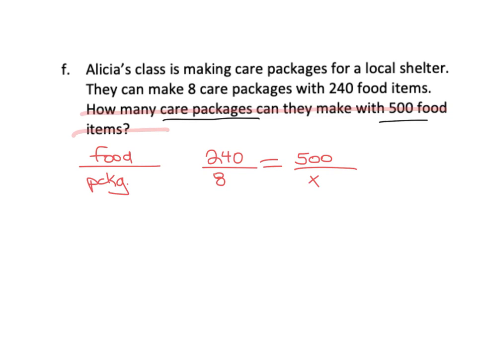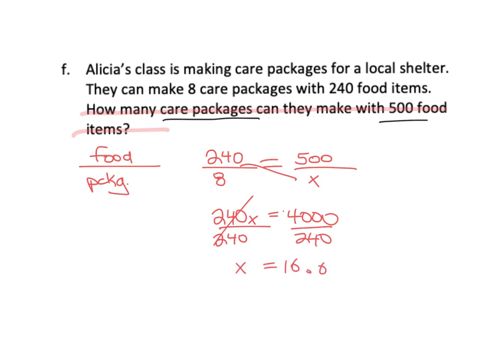Okay, so now we're going to cross multiply. So 240 times X is 240X. And then on the right side, I've got 500 times 8. And if you multiply that out, you would get 4,000. And our last step is to divide each side by 240. 240 divided by itself cancels out. And we would get an answer of 16.6 repeating. And that is the same as 16 2/3. And that's going to be our care packages. Okay, so that's our answer.